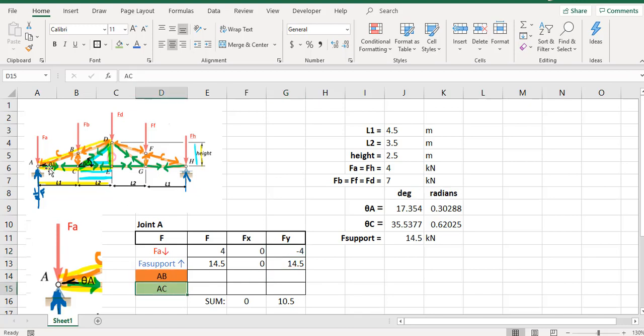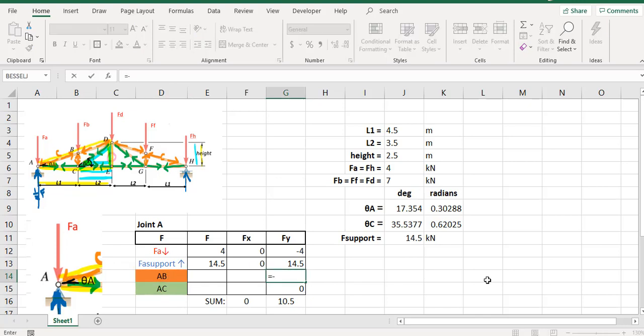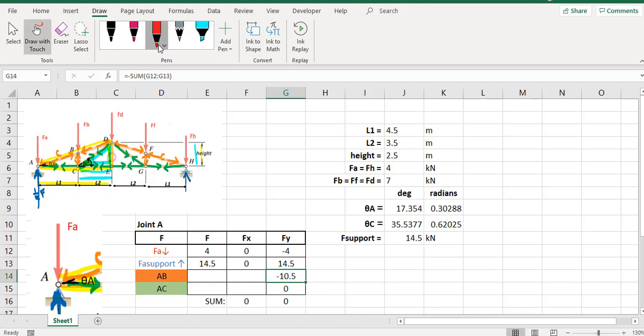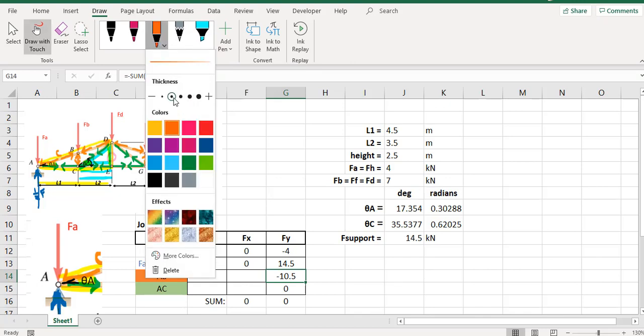And because AC, our member in tension, is entirely in the X direction, that means everything in the Y direction has to be balanced by our orange AB. So we can say it equals the negative sum of this stuff. Okay, so now we have what AB is. And if we have one piece of AB, then we've got all of it, right? So let me just draw that nice orange triangle.